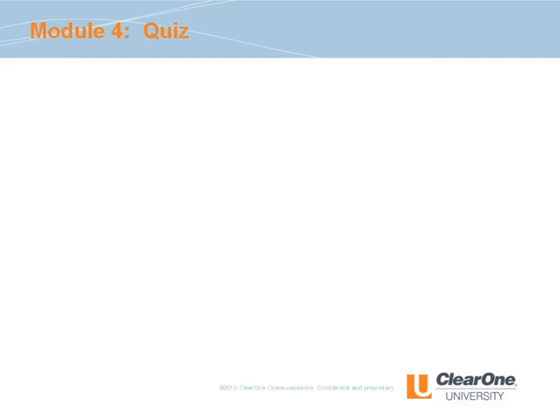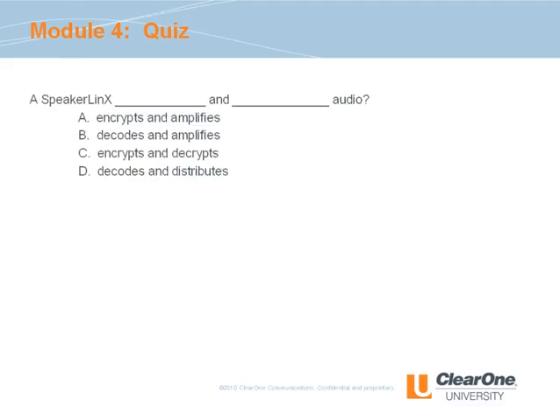Time for another quiz. A speaker links: encrypts and amplifies audio, decodes and amplifies audio, encrypts and decrypts audio, or decrypts and distributes audio. The correct answer is decodes and amplifies audio.